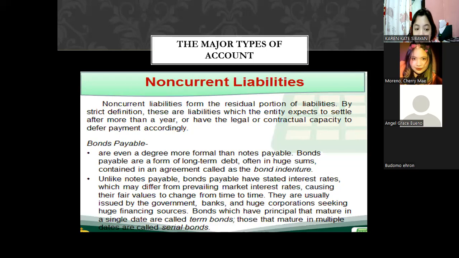Examples are bonds payable. Nandiyan na ang definition. Bonds payable are a form of long-term debt, often in huge sums, contained in an agreement called the bond indenture. Unlike notes payable, bonds payable have stated interest rates which may differ from prevailing market interest rates, causing their fair values to change from time to time. They are usually issued by the government, banks, and huge corporations seeking huge financing resources. Bonds which have principal that mature in a single date are called term bonds, take note of this one, and those that mature in multiple dates are called serial bonds. Okay?